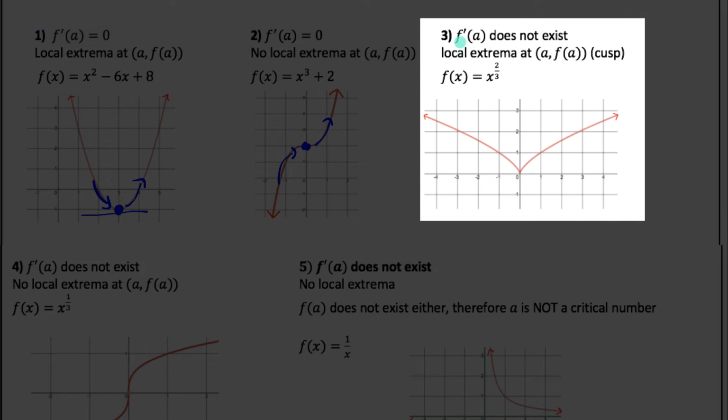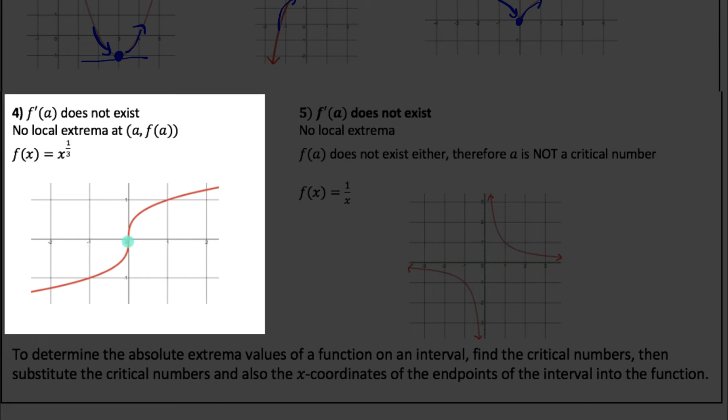Scenario 3 is one where the derivative is undefined. At this point right here, the derivative is undefined, because if I were to draw a tangent at that point, it would be perfectly vertical, and the slope of a vertical line is undefined. Now, at that point, there's a local min point. The function was decreasing before, increasing after, so yes, it is a local min point right there, and that shape we call a cusp. So if the derivative doesn't exist at a value of x, there could be a local extremum there.